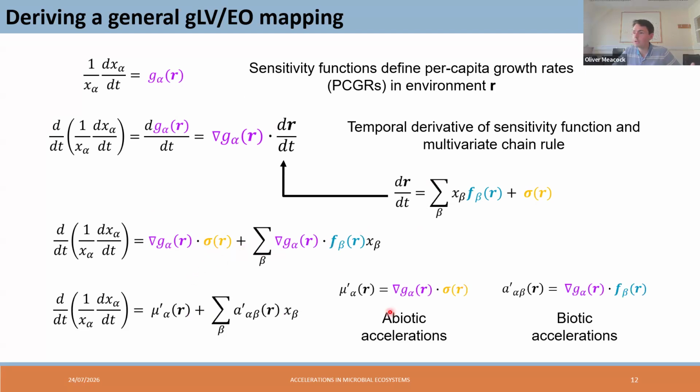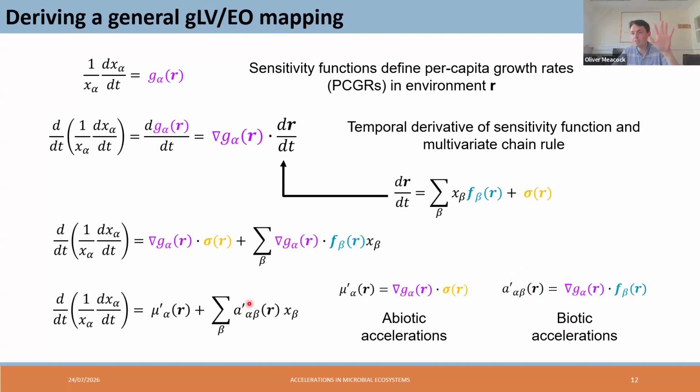And then I'm going to call this term over here the abiotic accelerations, and I'm going to call this mu prime alpha, and then I'm going to call this term over here the biotic accelerations, and I'll call that a prime alpha beta. All right, so these abiotic accelerations tell you how quickly the environment is changing the growth rate of alpha. And these biotic accelerations tell you in per capita terms how quickly the other organisms in the system are changing the growth rate of alpha.